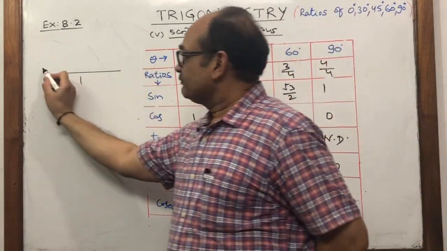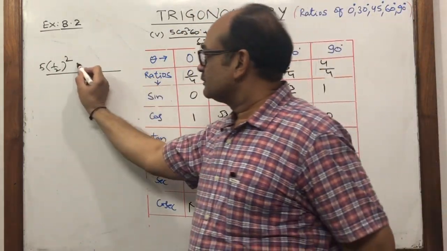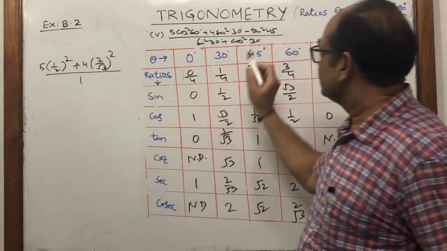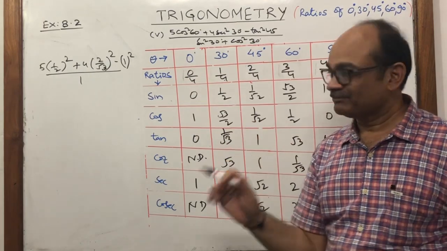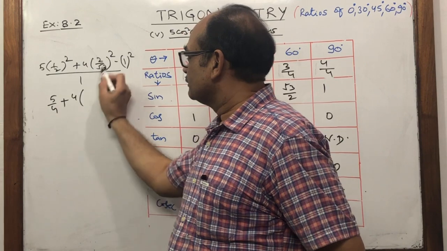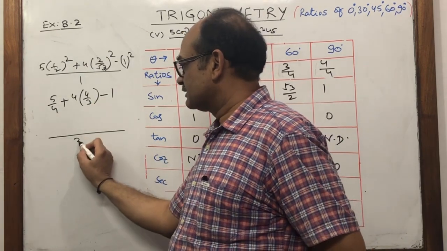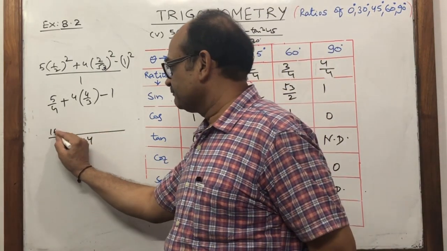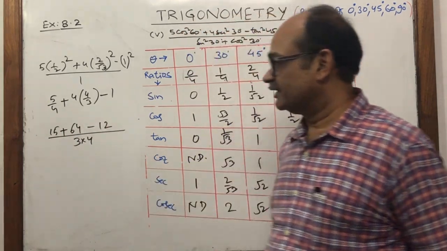Apply the values. 5 cos square 60 plus 4 sec square 30 minus tan square 45. Simple calculation. 5 by 4, plus 4 by 3, minus 1. Take the LCM. 3 into 4, 12 LCM. So here it will be 15 plus 64 minus 12.